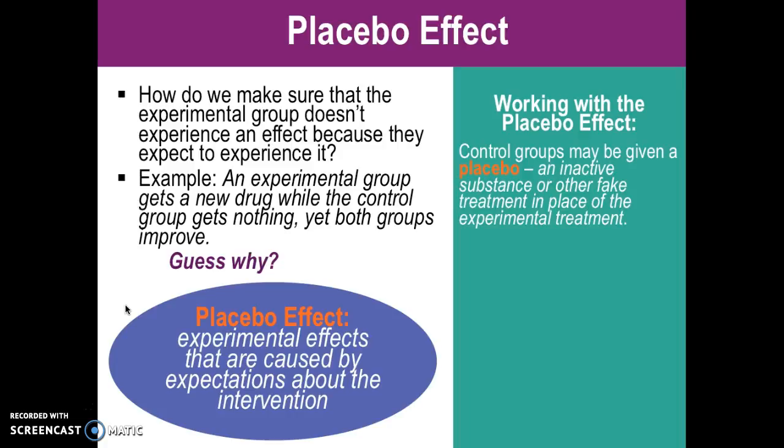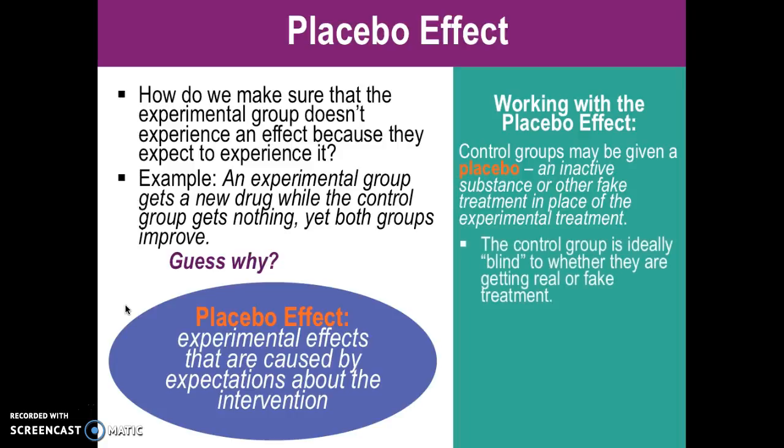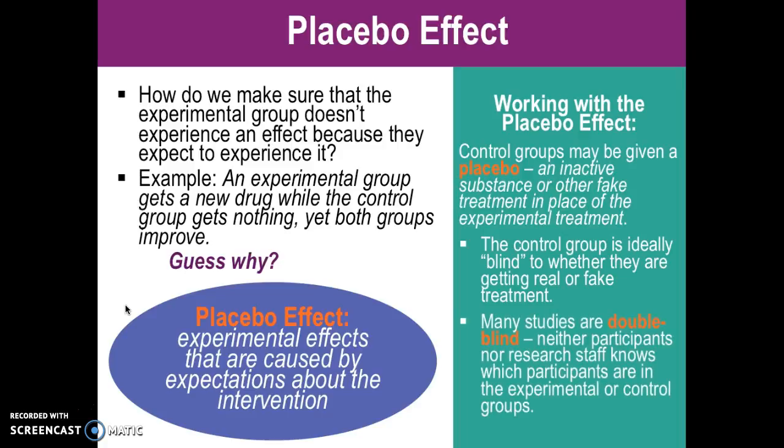All right, so again, how can we control this? Well, you can do it by making sure that your participants are blind about whether they are in the experimental group or the control group. So you want to make sure that no one knows whether you are part of the experimental group or part of the control group. That will really help you eliminate the placebo effect. Many studies actually use the double-blind procedure, which will decrease the amount of placebo effect.